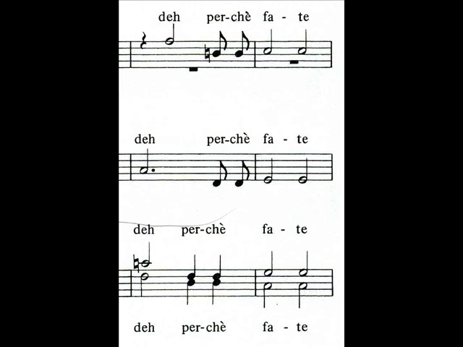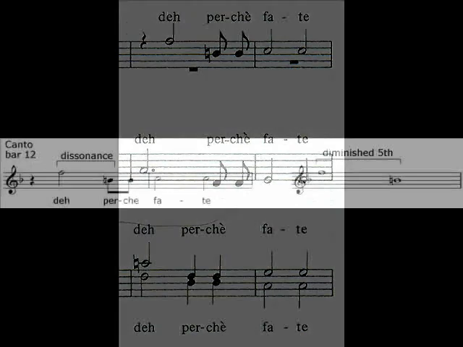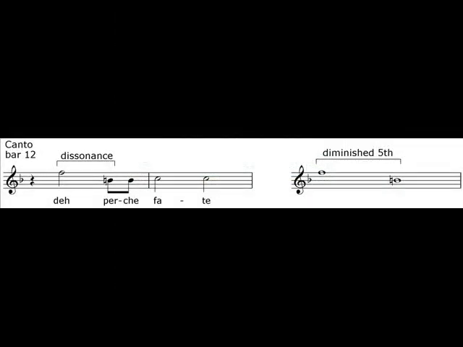In the canto at bar 12, the falling diminished fifth of F to B natural is a typical example of melodic dissonance. The diminished fifth is not an idiomatic interval in vocal music. Here, the interval, with the surprising B natural, forces a modulation to C major, which is the subdominant major.